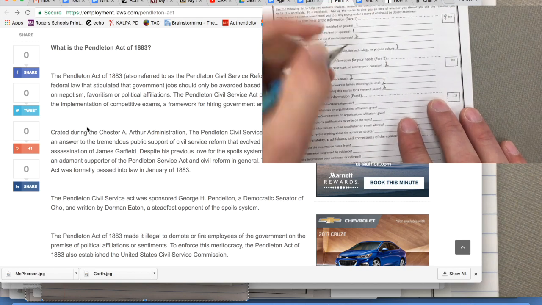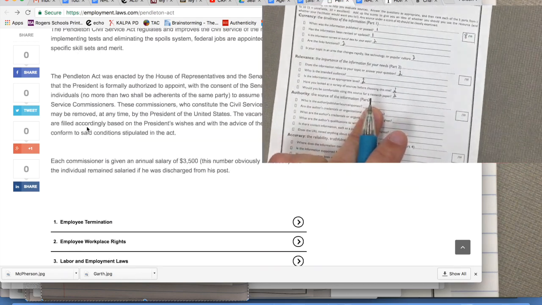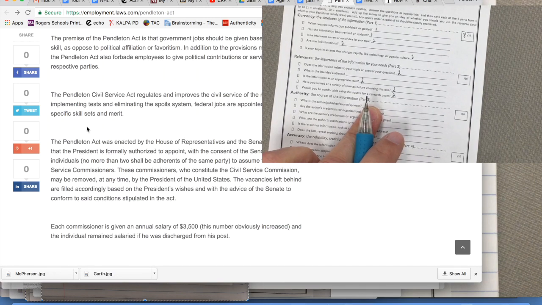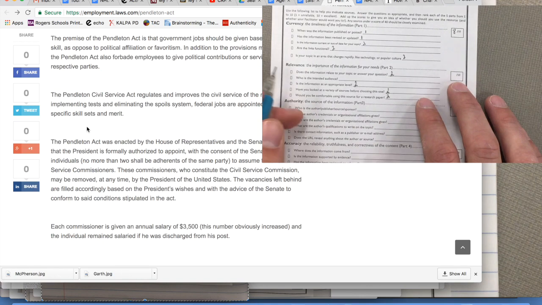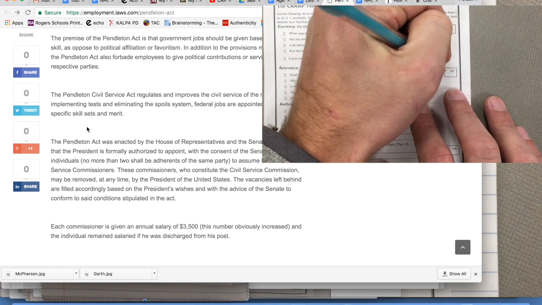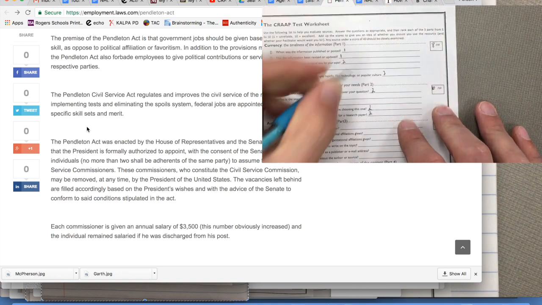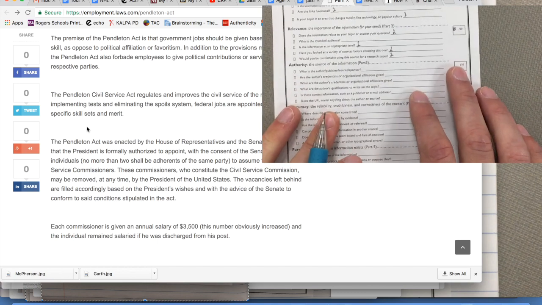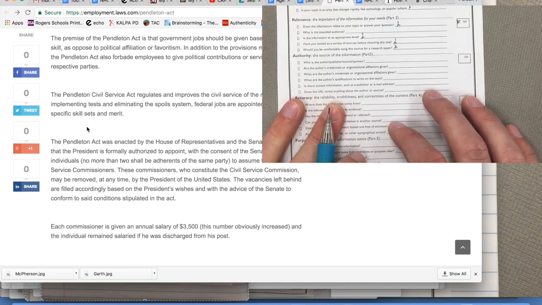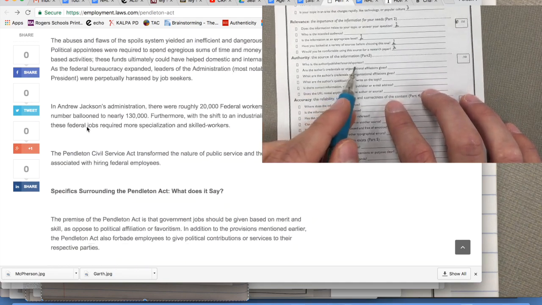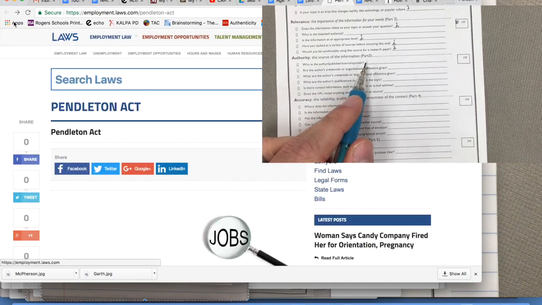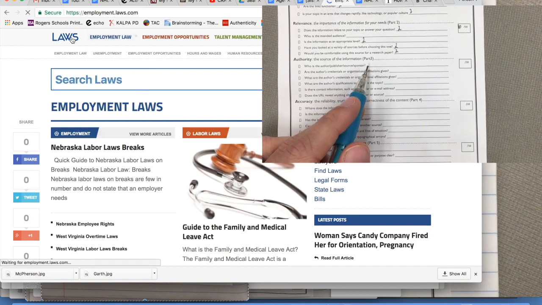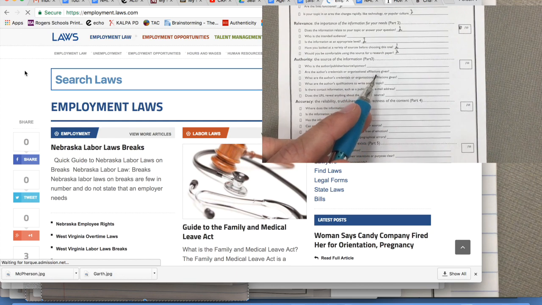And there's at least, in my experience, looking at other websites that talk about the Pendleton Act. So relevance, I think it's a very relevant site, so I'm giving it a 10. All right, authority, the source of the information. Those of you who are very observant by right now might say, hey, I don't know if there's any. Because the author, publisher, source, sponsor, employment.laws.com, this website is laws.com. I don't know what to make of that.